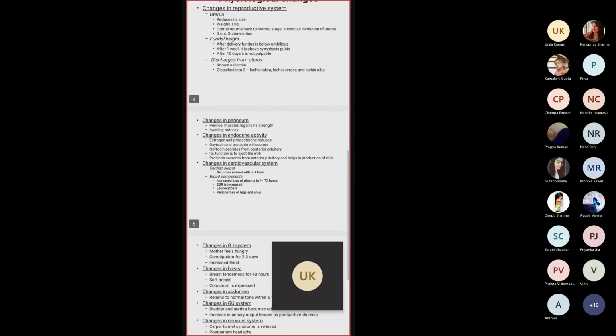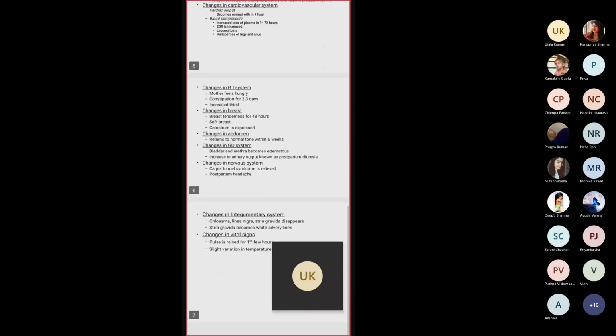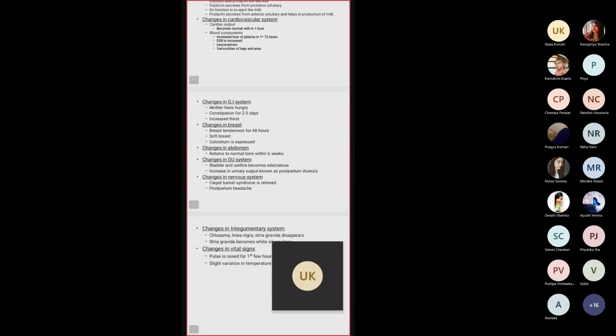Next, if you look at the cardiovascular system, cardiac output was increased during the pregnancy, and that cardiac output may come back to normal within the first hour of delivery.